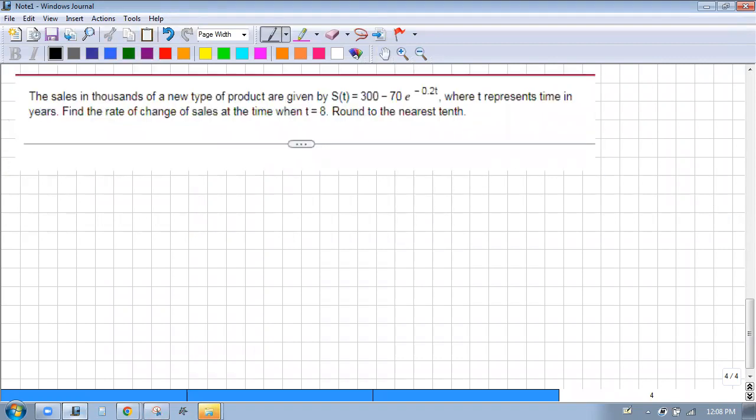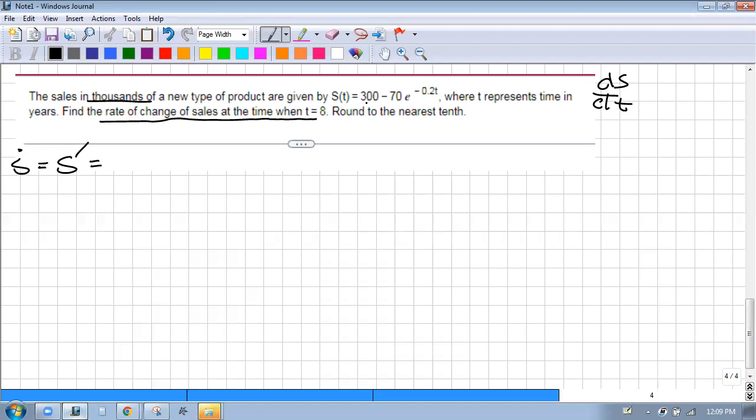All right, sales in thousands of a new type of product are given by S of t, where t represents time. Find the rate of change of sales at the time when t equals 8. Okay, so here there's only one variable, t, right? So you could use your prime notation or your dot notation. Either way, it's the same thing. So S prime, we're talking about the derivative with respect to time, or you could call it S dot. Dot is specifically for time.